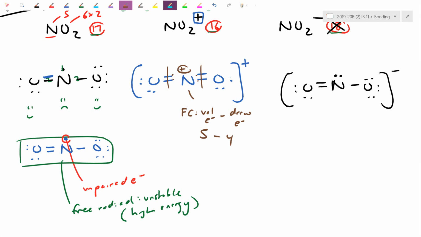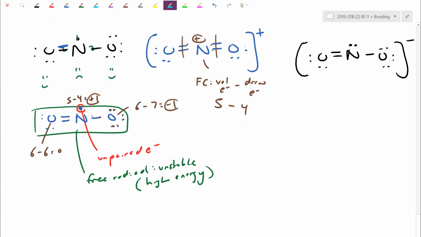If you do formal charges, you're going to end up realizing this oxygen here is 6 minus 6, so 0. Nitrogen here is 1, 2, 3, 4, so in this case it's 5 minus 4, so it's going to be plus 1. Oxygen has a valence of 6, minus the 1, 2, 3, 4, 5, 6, just 1 in the bond. 6 minus 7 is equal to negative 1. So we have one side plus 1, one side negative 1, just like that middle one.